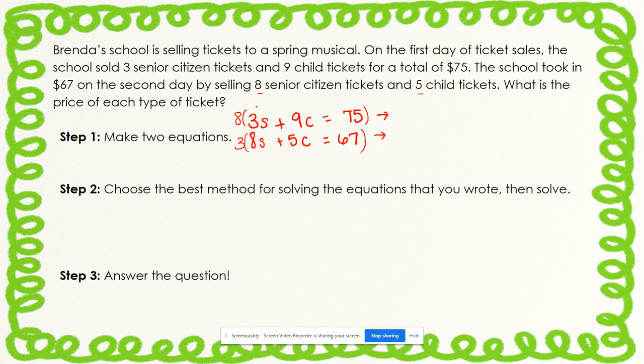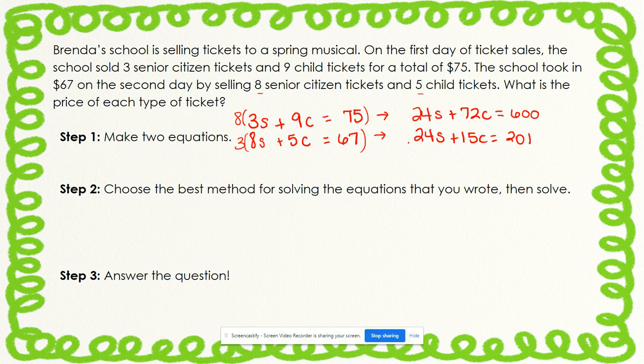So I would have to distribute that 8. 8 times 3s is 24s. 8 times 9c is positive 72c. And then 8 times 75 is 600. So this equals 600. Now I'm going to do the same thing over here with my 3. I'm going to distribute 3 to everything in this equation. 3 times 8s is 24s. 3 times 5c is positive 15c. And 3 times 67 is 201.